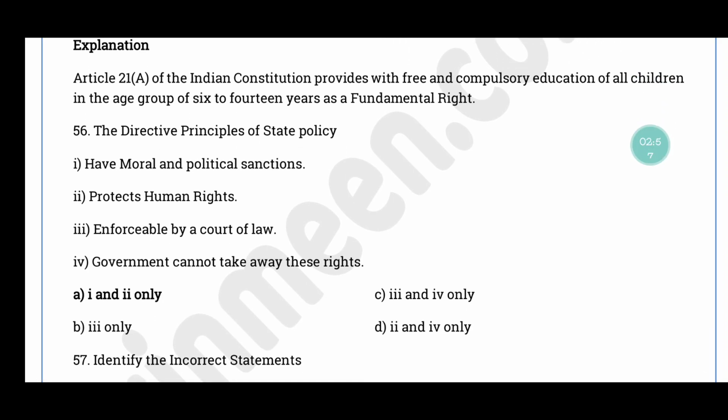Question number 56. The directive principles of state policy have moral and political sanctions, protects human rights, enforceable by a court of law. Government cannot take away these rights. The correct answer is option A. 1 and 2 only is correct. That is, have moral and political sanctions and protects human rights.